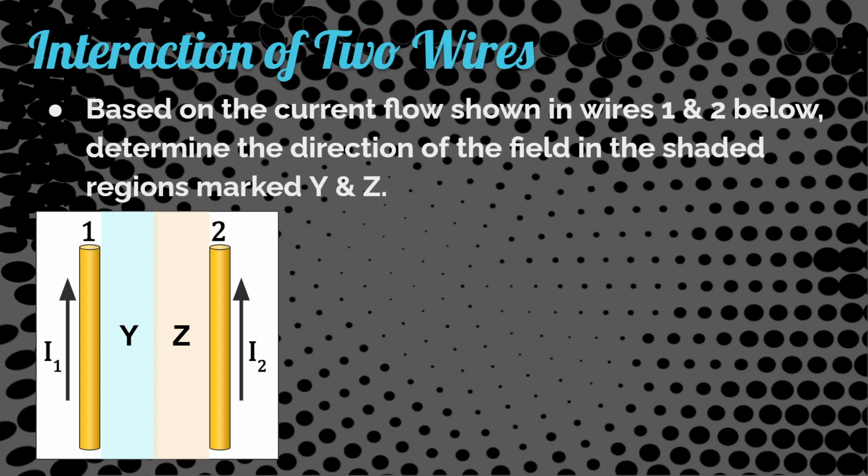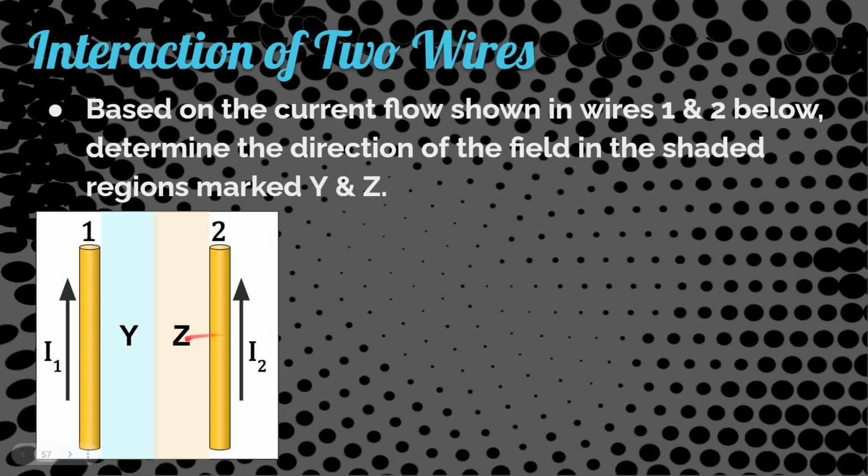And guys, this is on your test. It was the most missed question last year. So if I were you, I would listen up. It says, based on the current flow shown in wires 1 and 2 below, determine the direction of the field in the shaded regions marked Y and Z. Okay, so we're going to use the right-hand rule to think about what this means for our field at Y and Z.